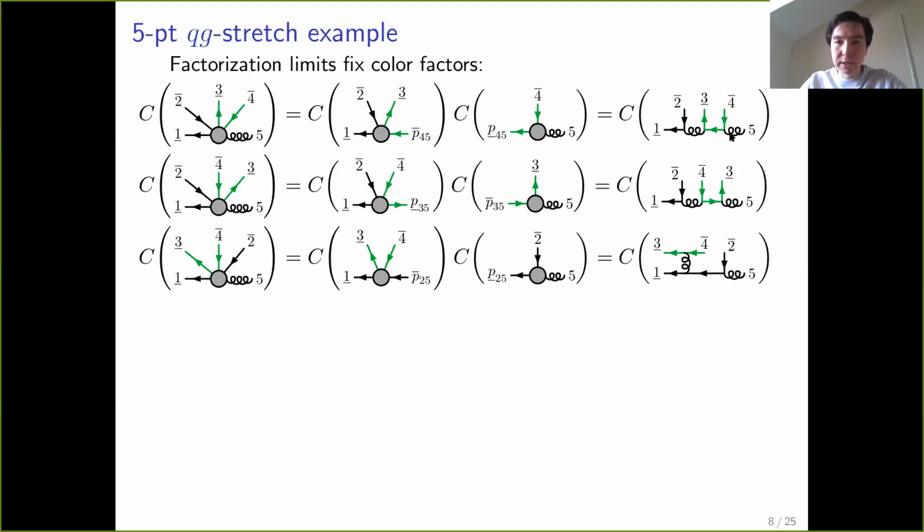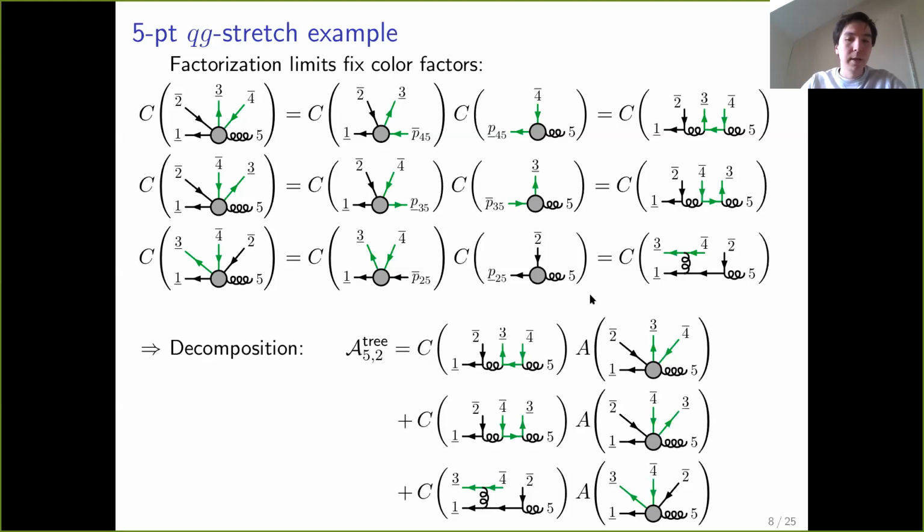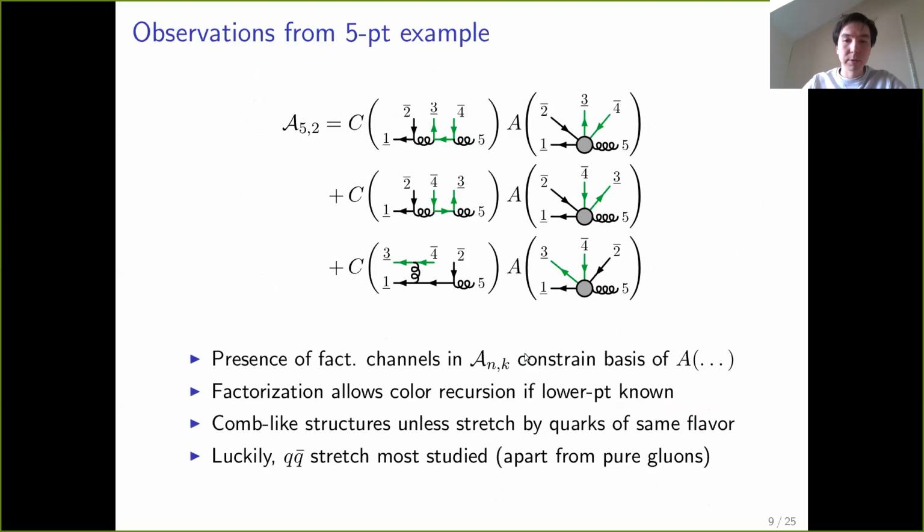And you see that something similar to the half-ladder diagrams of the DDM decomposition occurs as well in the first 2 cases. In the other case, I have something not exactly half-ladder-like. And so I get the full color decomposition.